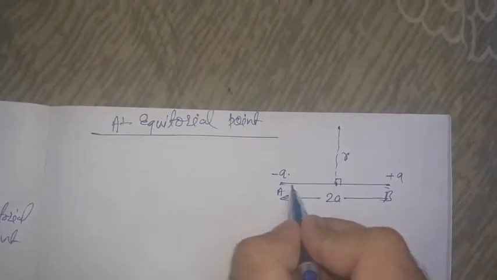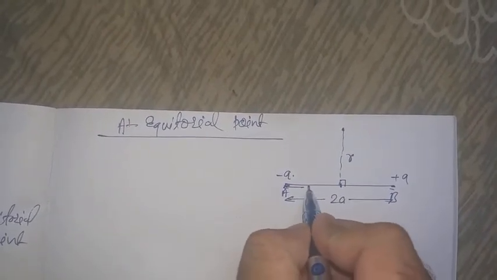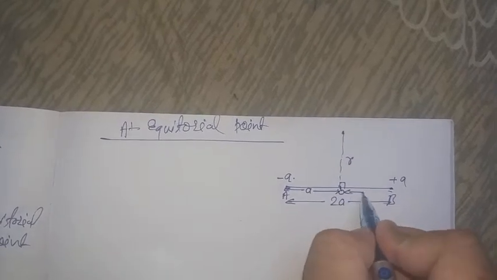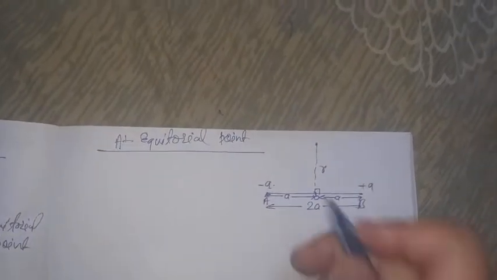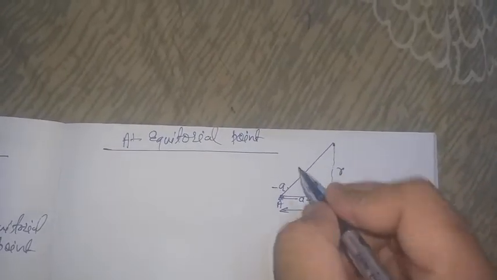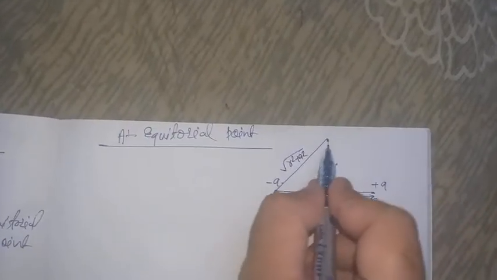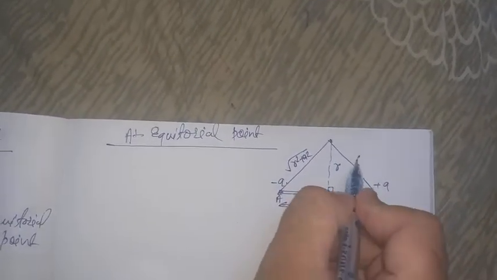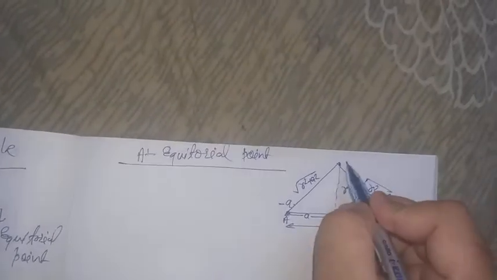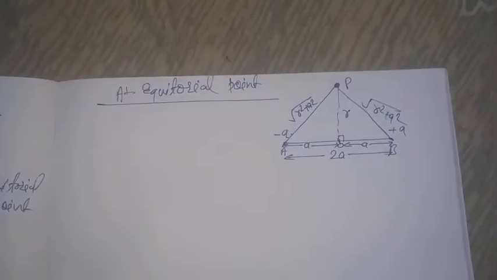So this is the middle point, and this is 2a. So what should be this length? Suppose this is point O. This is A. This is also A. So by Pythagoras theorem, this is root under r square plus a square. This distance is also root under r square plus a square. And this is point P where we want to find electric potential.